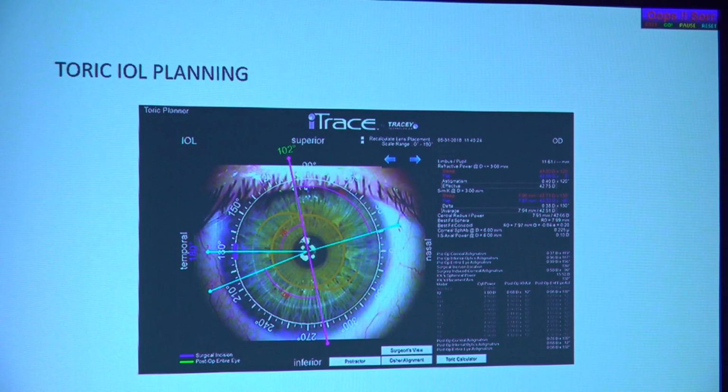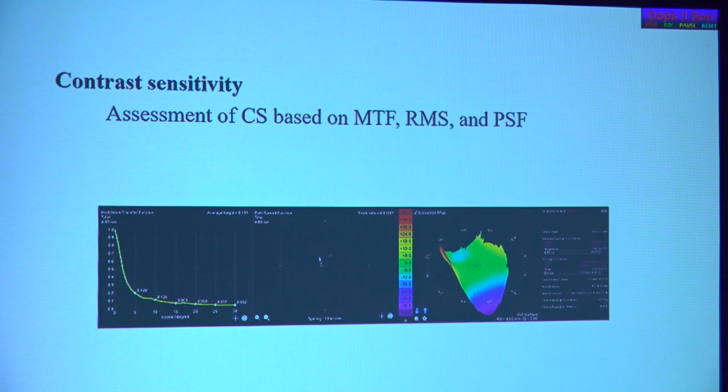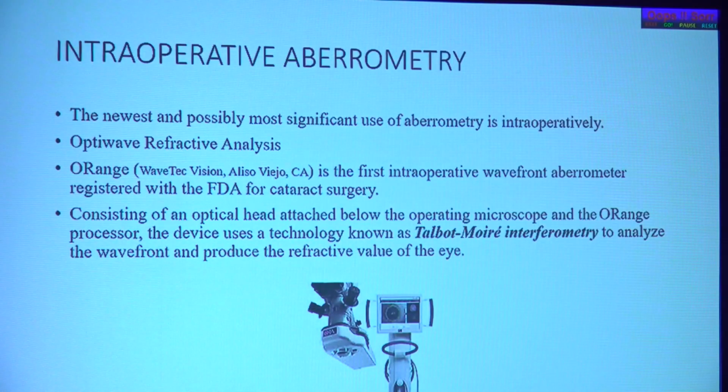Toric IOL planning: it gives a complete planning output, and in case the patient is not happy with the toric IOL outcome, it will give the amount of rotation that is required also. For a dissatisfied patient, this is a very good visual function analysis because it gives a Snellen E simulation, which can give you an idea about the potential visual complaints the patient is telling you. You can assess the contrast sensitivity, and also do post-op assessment of IOL tilt and centration.